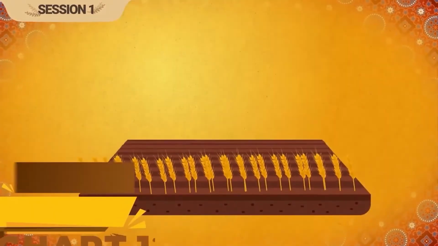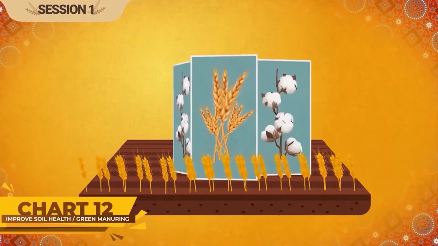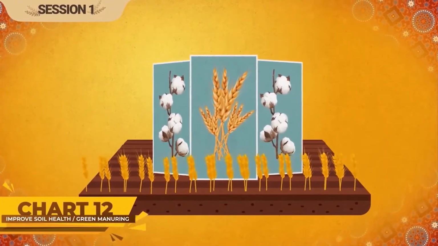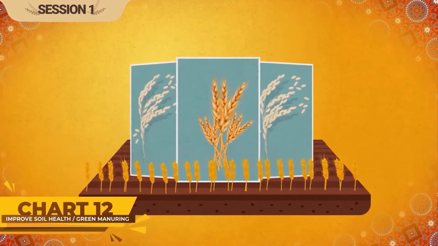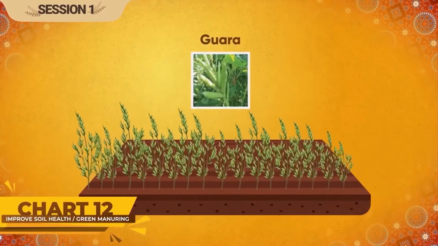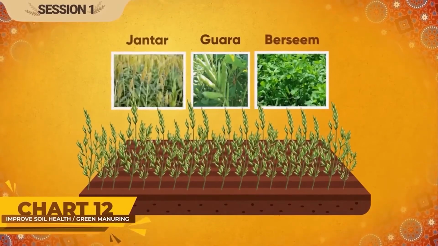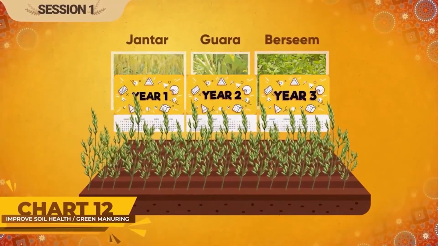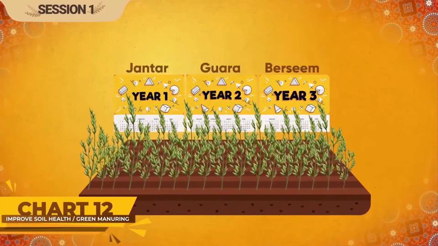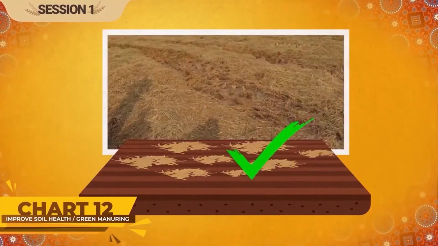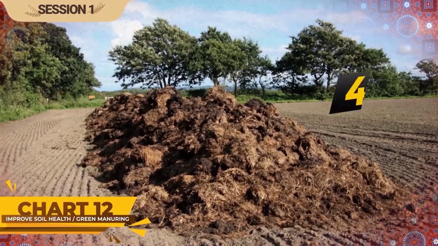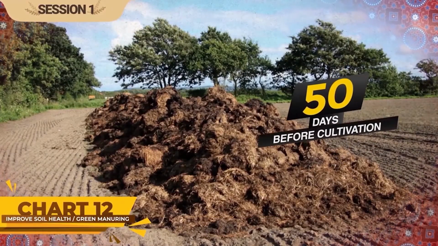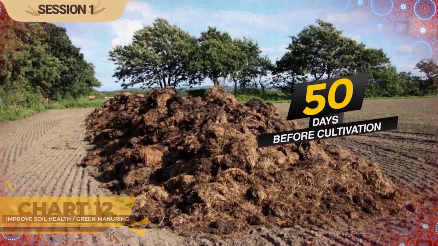Improve soil health by green manuring. By continuous cultivation of different crops, soils become deficient in organic matter. To improve the physical health of soil, cultivate guara, barsim, and jantar at least once in 3 years. Incorporation of rice and wheat straw in soil. Incorporation of 8 to 10 tons of farmyard manure is recommended 40 to 50 days before cultivation.